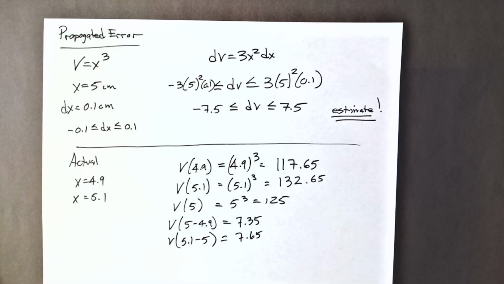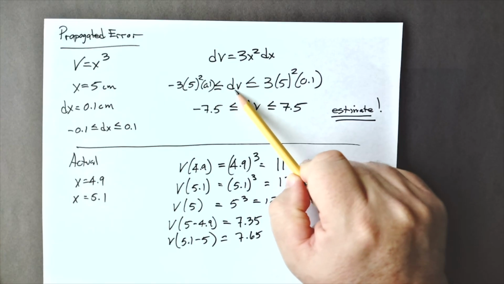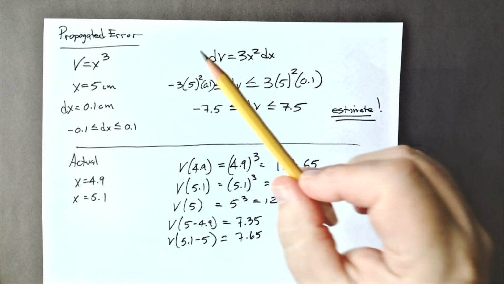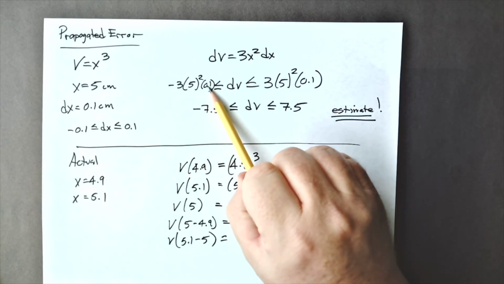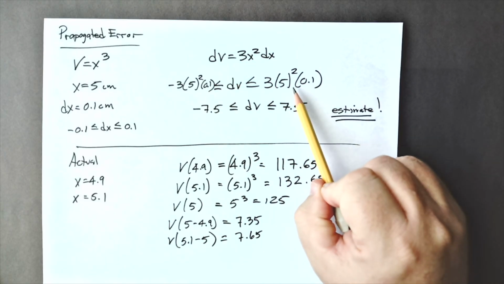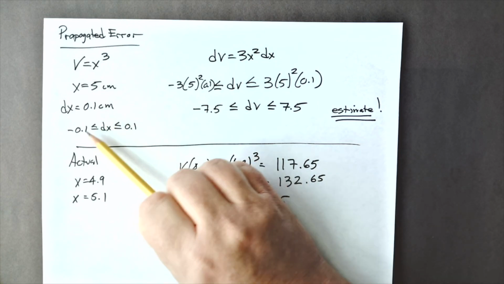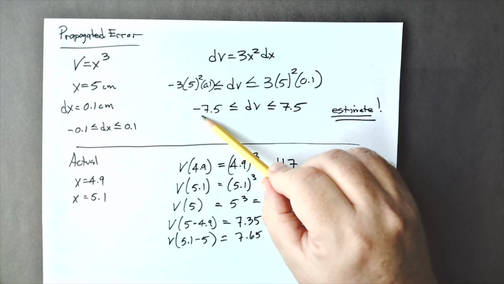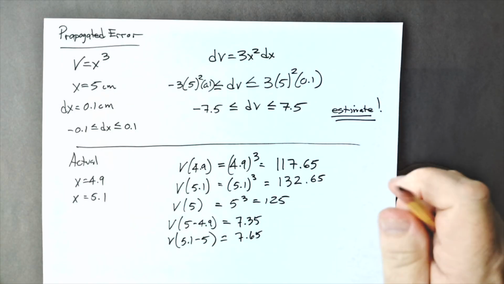So in this case, we're going to go ahead and take our derivative here. So dV equals 3x squared dx. So this dV is that differential for the volume. So we're going to go ahead and just plug in this lower value in here in our differential. So negative 3 times 5 squared times 0.1. And the upper bound is obviously the positive version of that. So this says, given a 0.1 centimeter difference, the potential volume differential is going to be negative 7.5 to positive 7.5. So that's the range that my volume is going to vary if I let my edge vary that much.